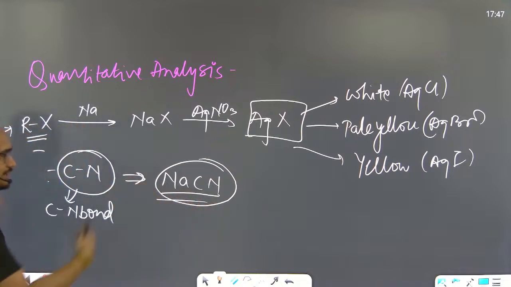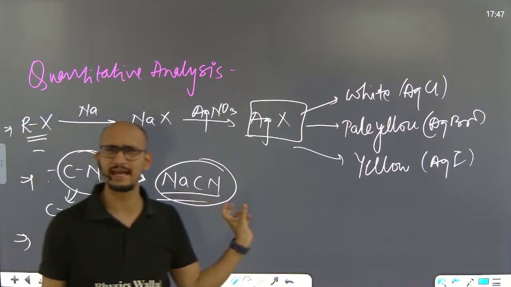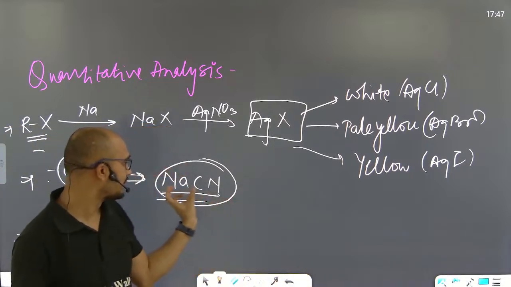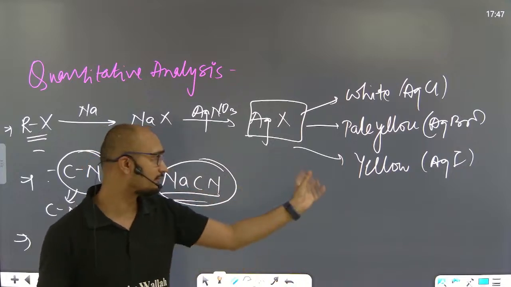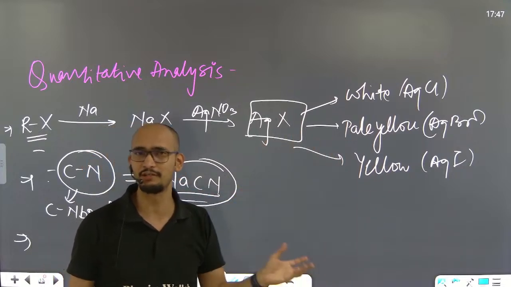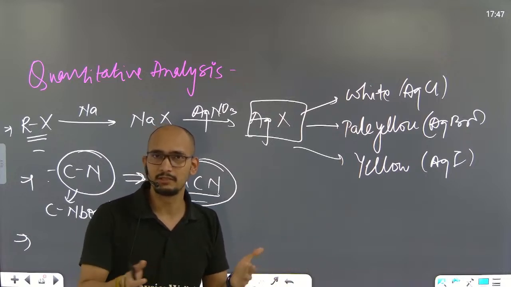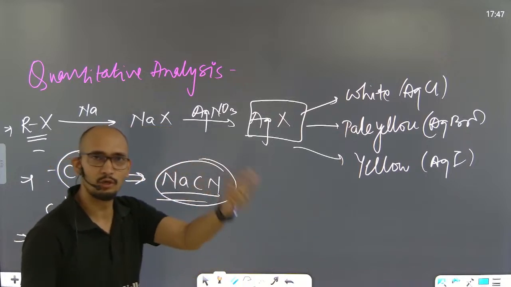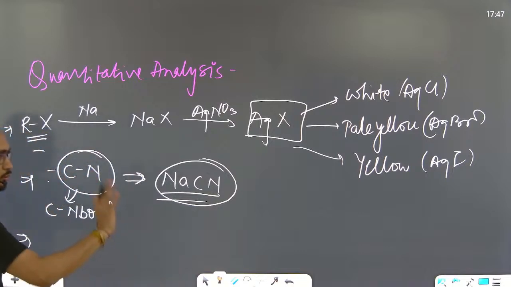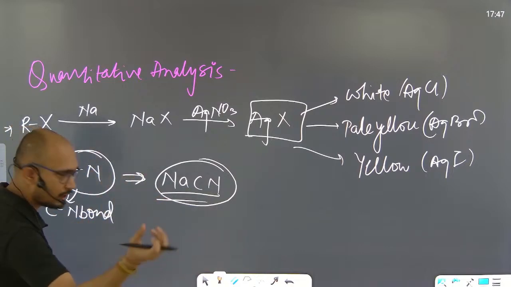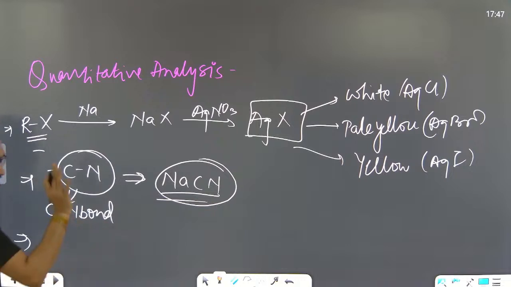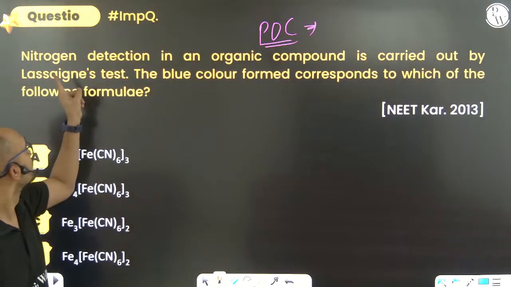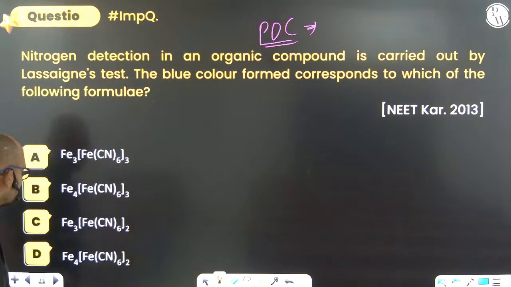What will happen with this NaCN? This is the question, that how do we go further? Next, we react it with FeSO4, that converts into Na4[Fe(CN)6]. Then we make it react with FeCl3, that converts into Fe4[Fe(CN)6]3. So that whole is nothing but it is called Prussian blue. So a blue color precipitate or solution you get, that is known as the test for nitrogen. So here what is the question? Nitrogen detection in an organic compound.